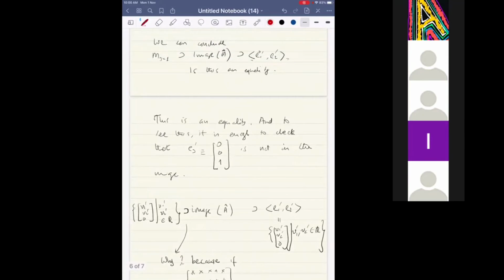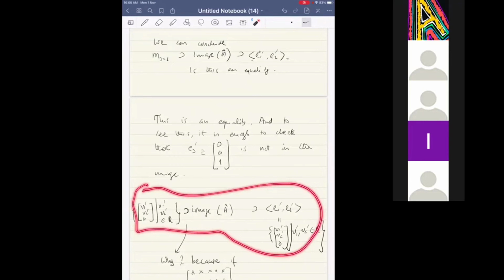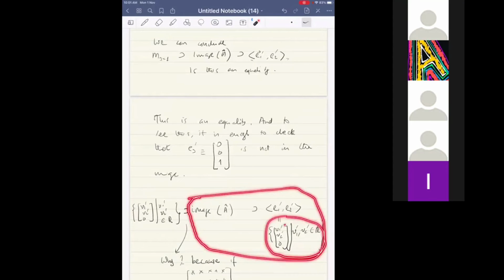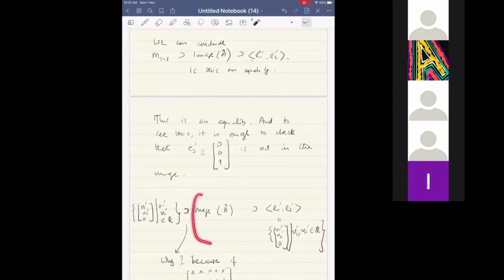let me do this slowly. Are you with me till here? Everybody? At least till here. Is everybody okay with this? That the image of A hat contains E1 prime, E2 prime, and therefore it contains their span, and the span is precisely this. So is everybody on board with what is in the red outline?